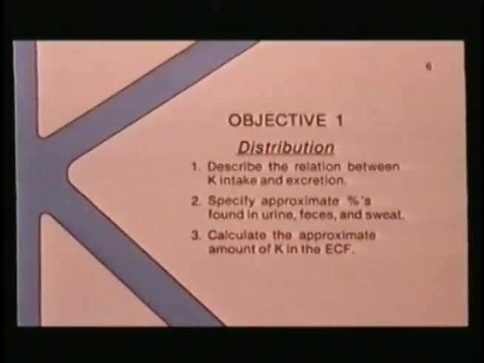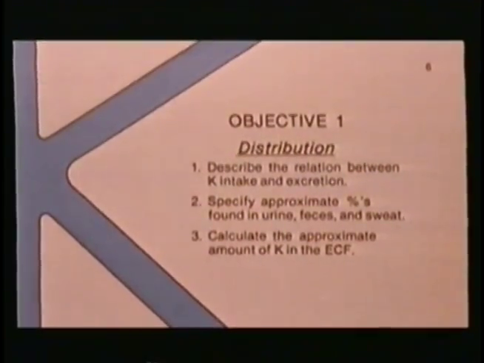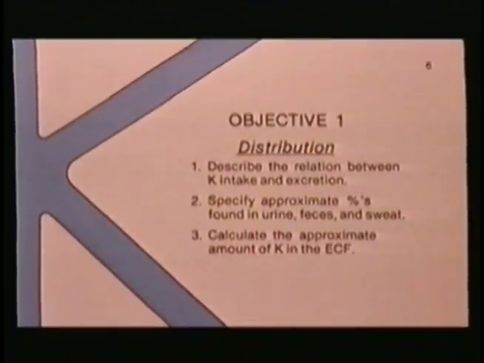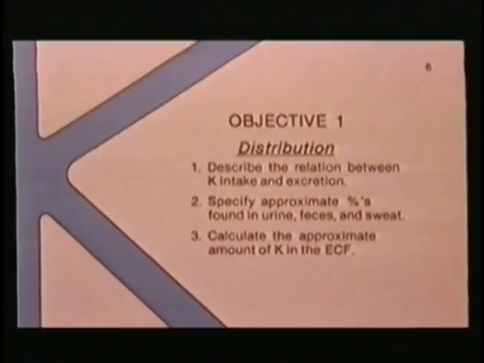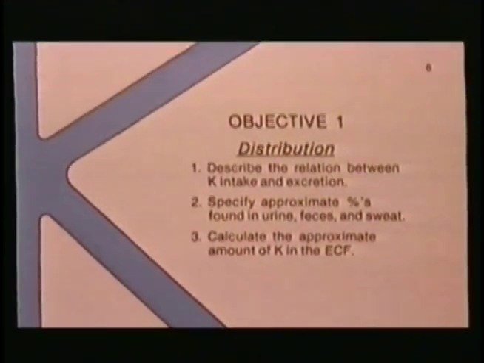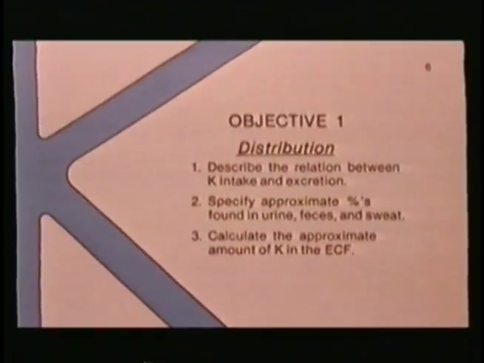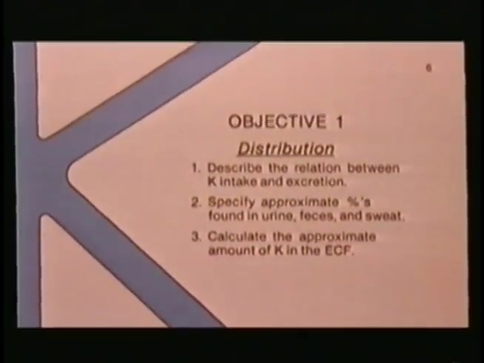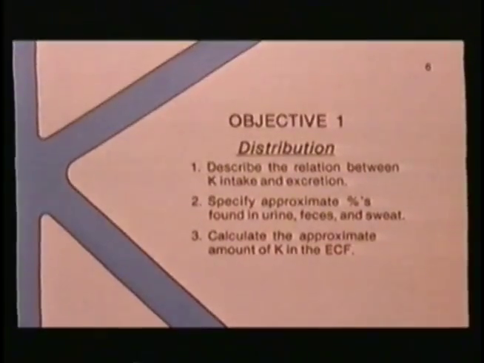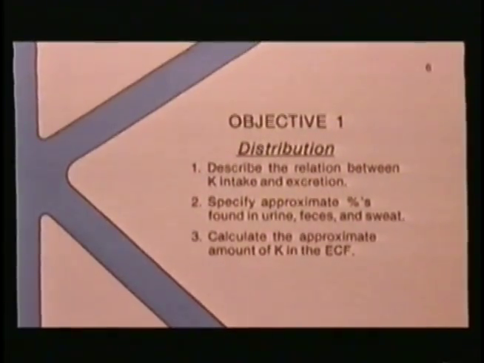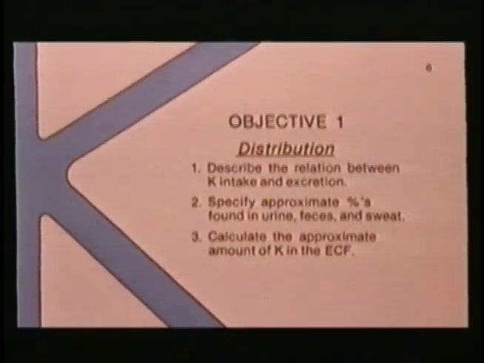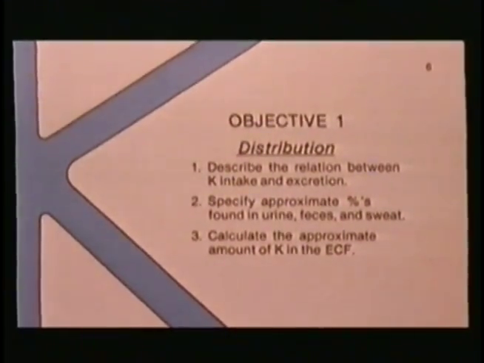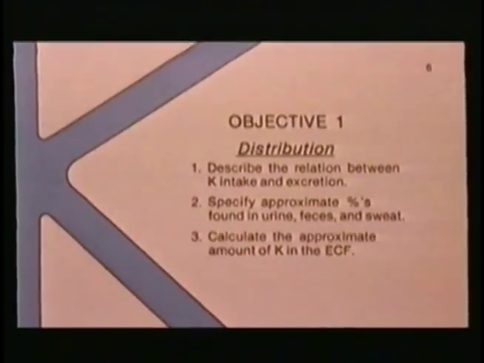First, we will deal with the distribution of potassium in the body. When you have completed this section, you should be able to: 1. Describe the relation between potassium intake and excretion in the normal adult. 2. Specify approximate percentages found in urine, feces, and sweat. And 3. Calculate the approximate amount of potassium in the extracellular fluid compartment.